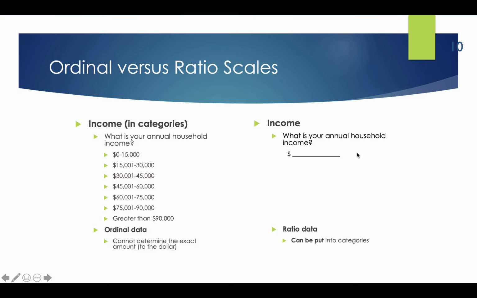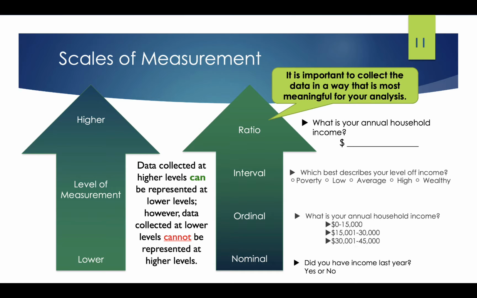Sometimes if you ask the question, what is your annual household income? And you ask them, $31,512, that's going to be a little bit more intimidating than if you use the ordinal scale here. So ratio data can also be put into categories. Okay, so let's see how this works. In the scales of measurement, the data collected at the higher levels can be represented at lower levels. However, data that is collected at the lower level, you cannot roll that up into a higher level.